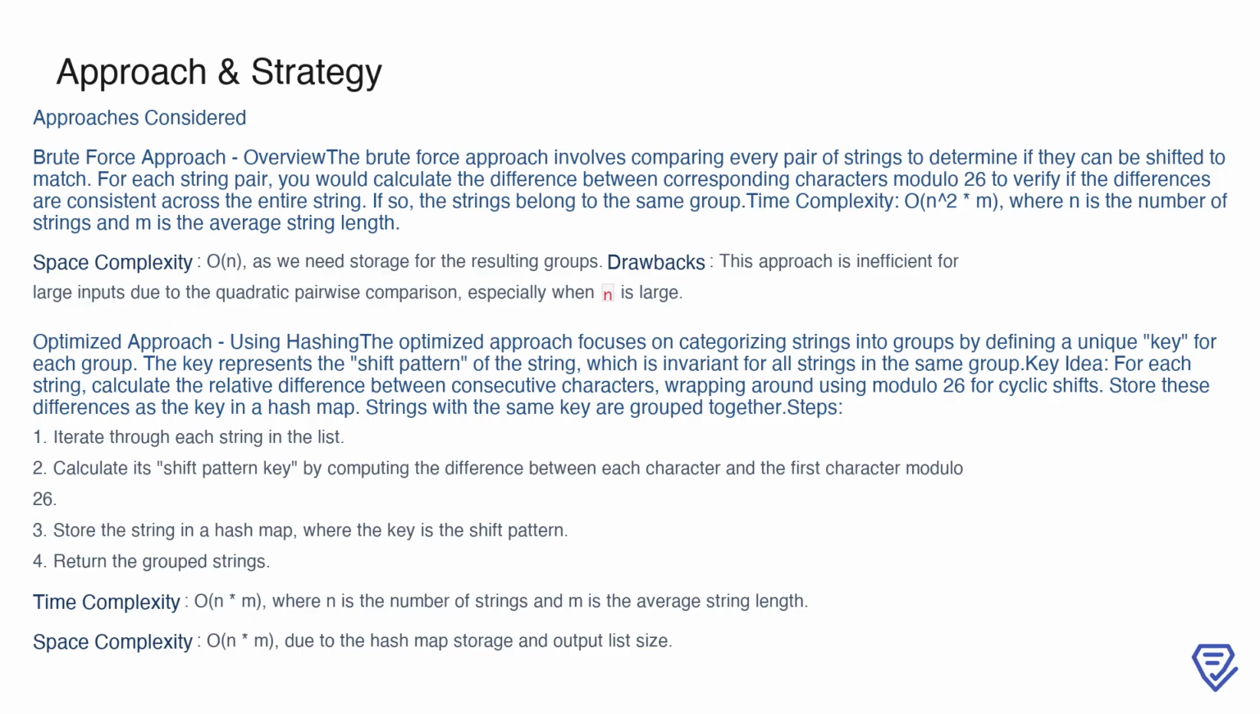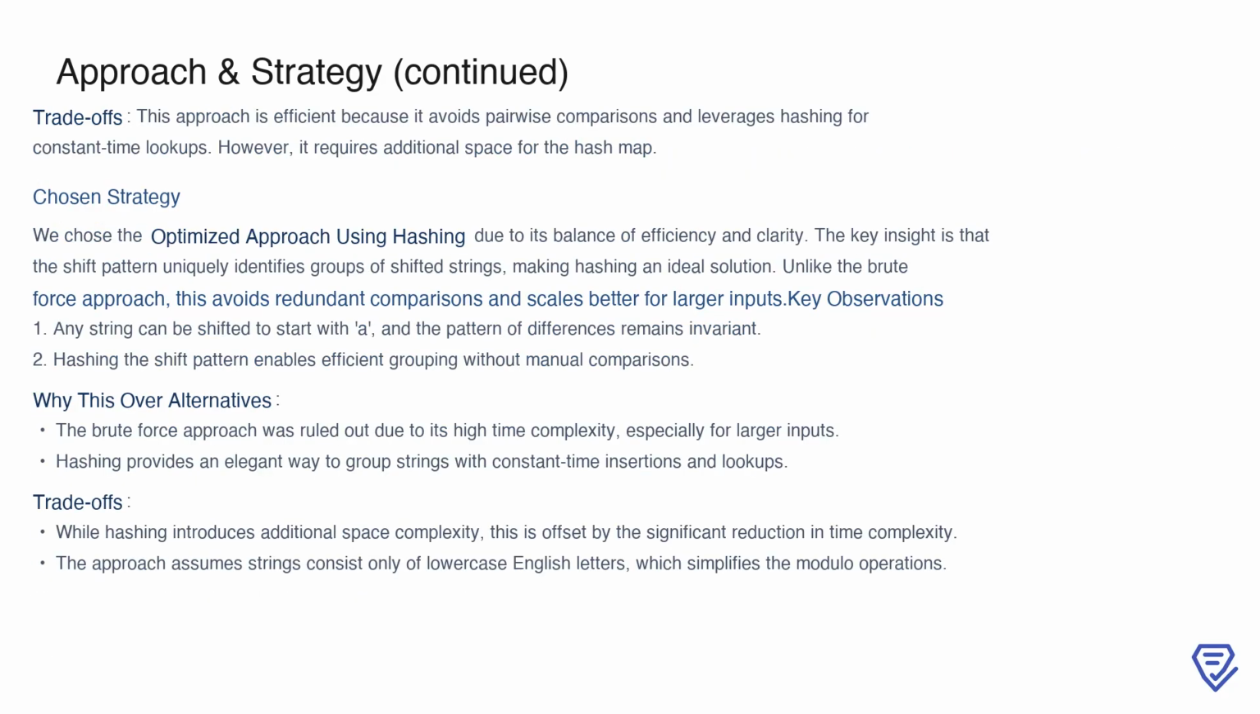This reduces the time complexity to O(n * m), with space complexity of O(n * m) for the hash map and resulting groups. Let's explore why this hashing-based approach is more efficient and how exactly it works. The optimized approach comes with several trade-offs that make it both efficient and practical.